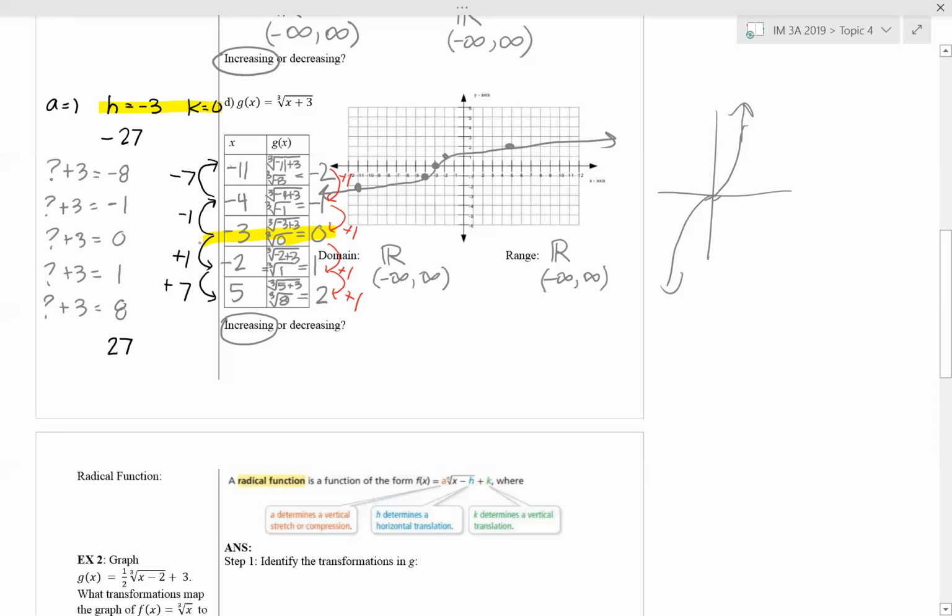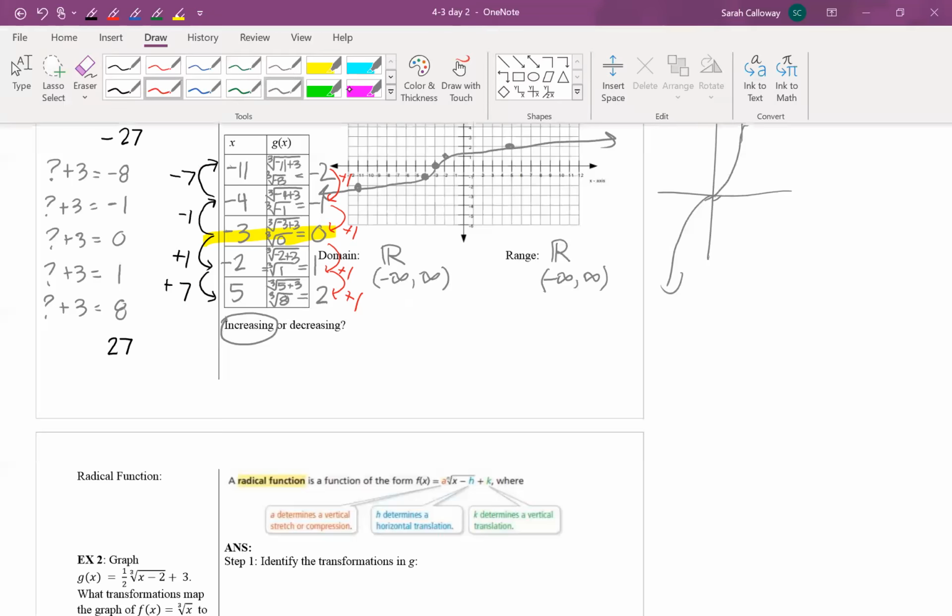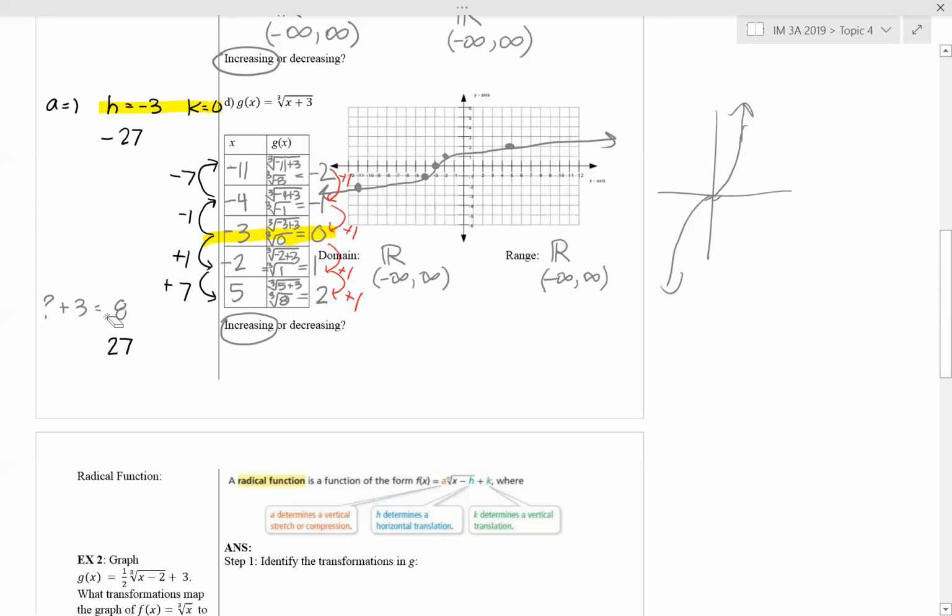Another way to think about the pattern of the x values, and because of that, I'm going to erase our side work right now, is that you can think about this as being the negative 11 as being negative 8 plus h, negative 1 plus h, 0 plus h, 1 plus h, and 8 plus h.